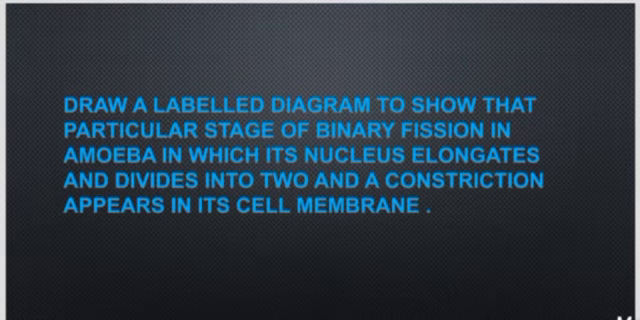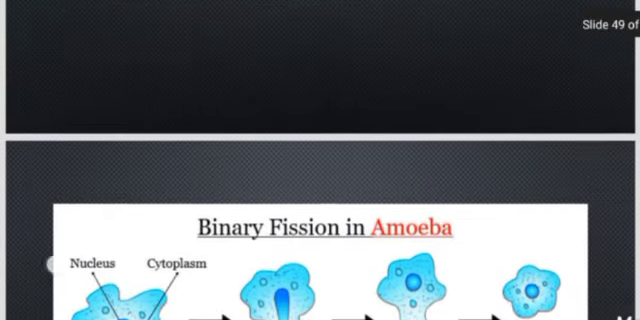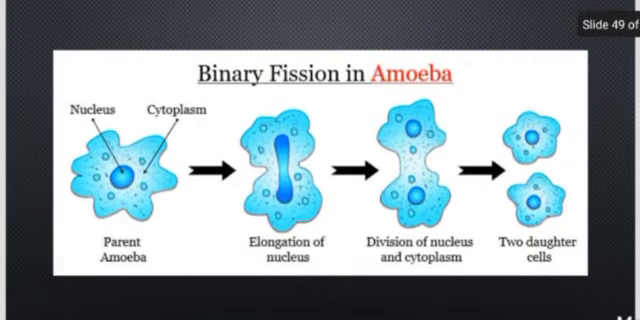And draw a labelled diagram to show the particular stages of binary fission in amoeba, in which its nucleus elongates and divides into two, and a constriction appears in its cell membrane. So this binary fission in amoeba is also very important. If you check the previous videos, you can see how much it is asked in the previous years. So here they asked you to draw the diagram. They didn't ask you to do the explanations here. They asked you to do the diagram only. So I will be showing you the diagram of binary fission in amoeba.